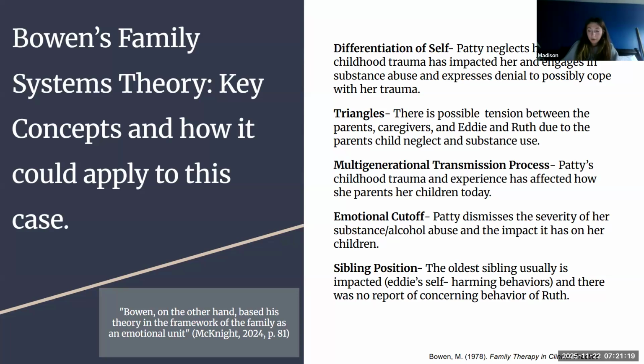We also have emotional cutoff, which is Patty dismissing the severity of her alcohol abuse and the impact it has on her children, because she said she doesn't think it really affects them. Then the sibling position: usually the oldest sibling gets impacted the most. Clearly, Eddie is showing self-harming behaviors, but there was no report of concerning behavior from Ruth, as I said before. Applying Bowen's key concepts to this case has further offered insight on how past experiences have resulted in each family member's thoughts, feelings, and behaviors and have impacted one another as a result.